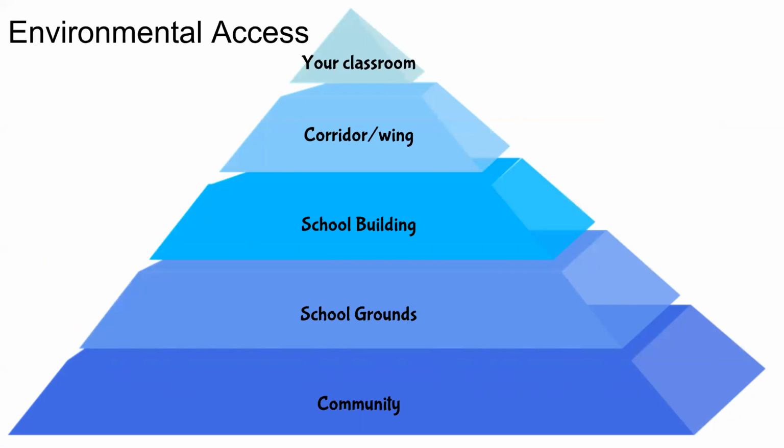Next, in thinking about the greater context of the school, picture the corridor or wing where your class is located. When the student leaves your room, can they navigate the hallway freely? Can they get to their other classes independently? And if not, why not?